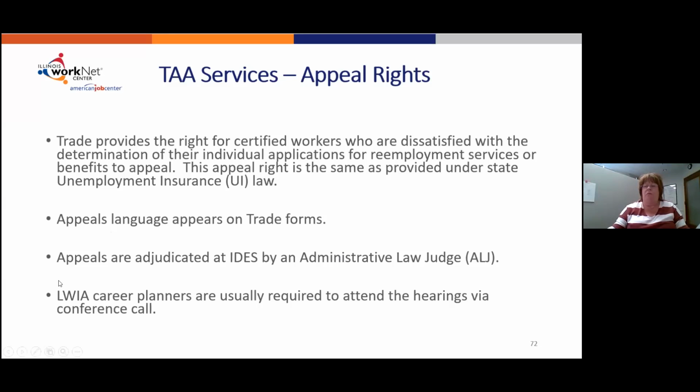Sometimes what you'll see is we'll send you a notice, and most career planners will receive a notice to attend a hearing. So usually a phone hearing if their participants have appealed. Like I said, the career planners are usually required to attend. Susan and I usually do not have to attend except in special circumstances.